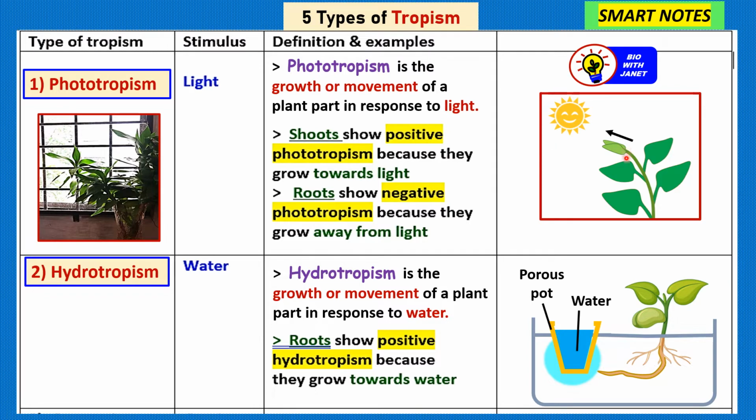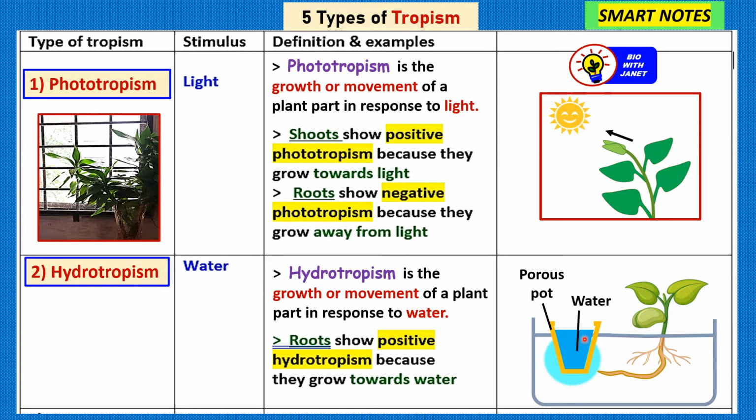All right. Now, how about hydrotropism? In hydrotropism, the stimulus is water. See, the word hydro here means water, whereas the word photo here means something to do with light. So in hydrotropism, the stimulus is water, and hydrotropism is the growth or movement of a plant part in response to water. So roots show positive hydrotropism because they grow towards water.